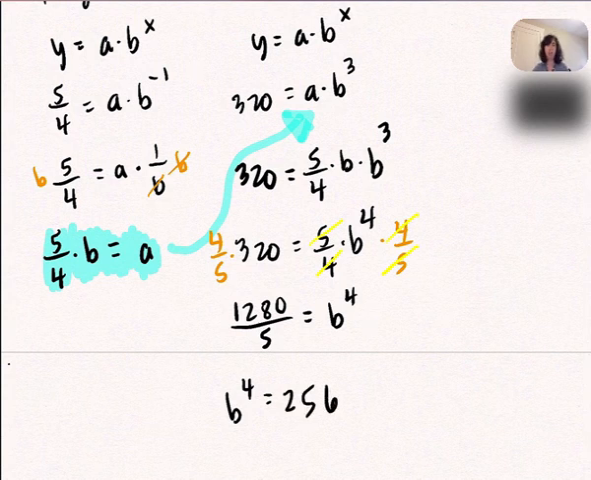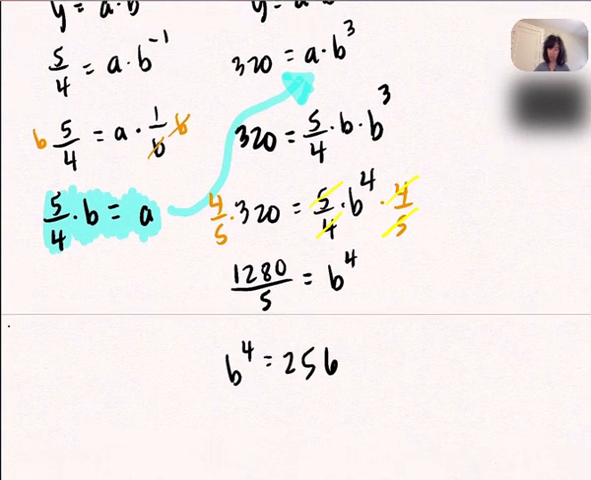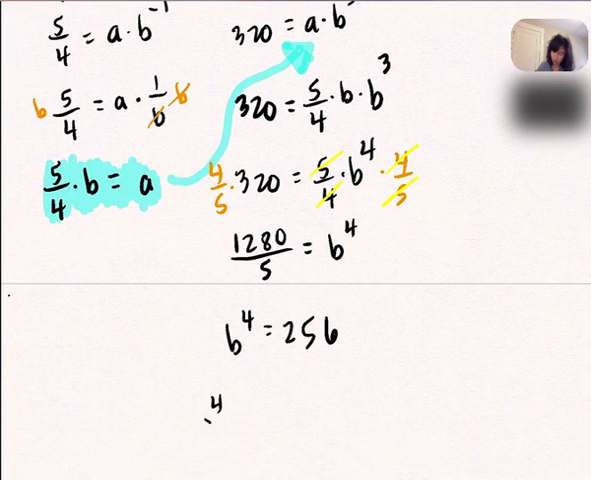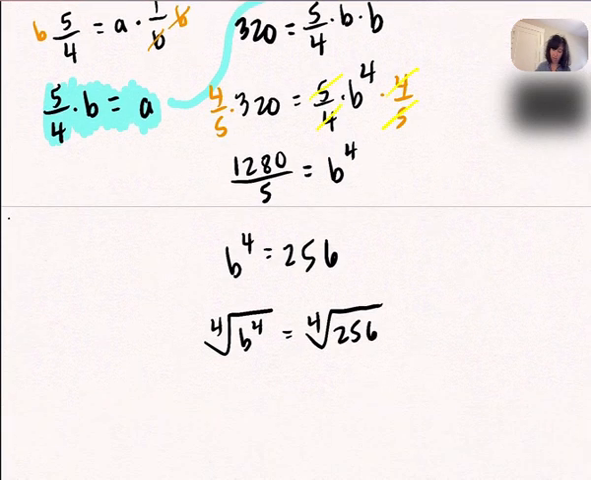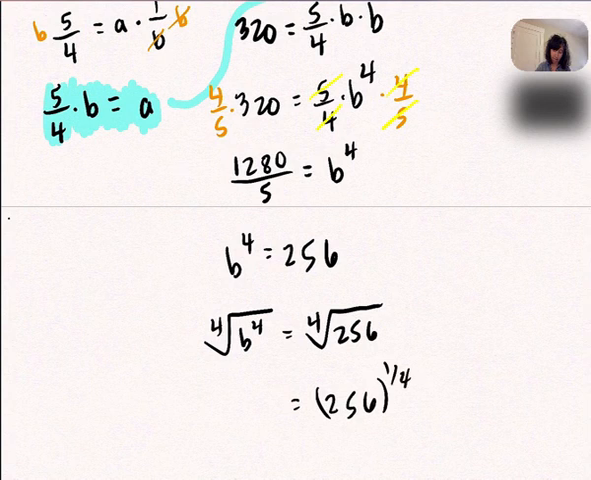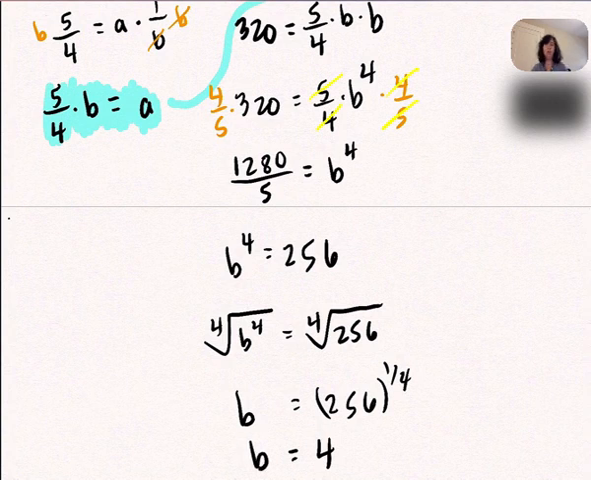Now, how do I solve for b here? I can take the 4th root of both sides. So if I take the 4th root of b to the 4, the 4th root of 256, you can do this on your calculator by raising 256 to the 1/4 power, then we're going to get b is equal to 4. So we can solve for b.